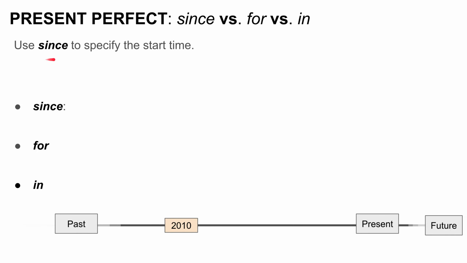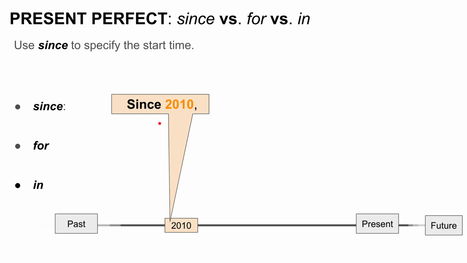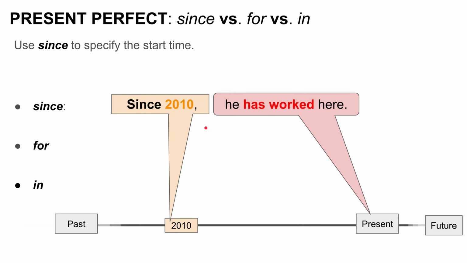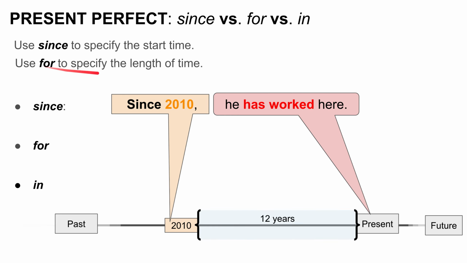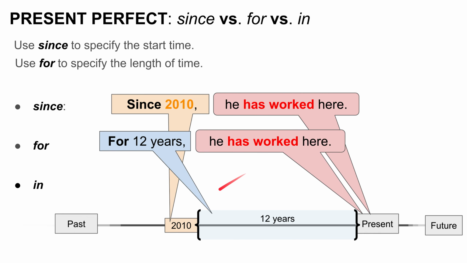Okay, let's look at the present perfect with since, for, and in. With since, we use since to specify the start time. So since 2010, he has worked here. That's the start time. We use for to specify the length of time, 12 years. So for 12 years, he has worked here. So you can see we use since for the start time, 2010, and we use for the length of time, 12 years. So since 2010 and for 12 years, he has worked here.